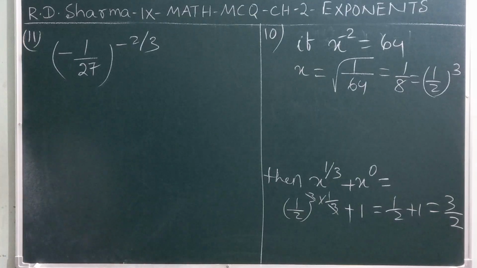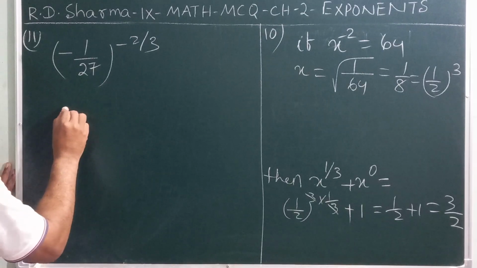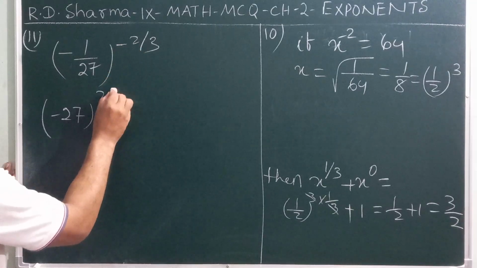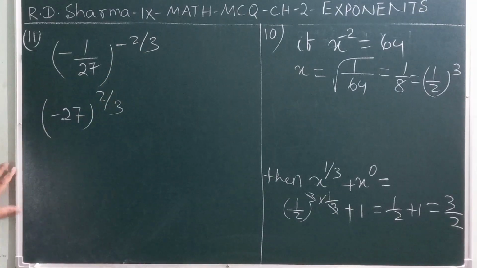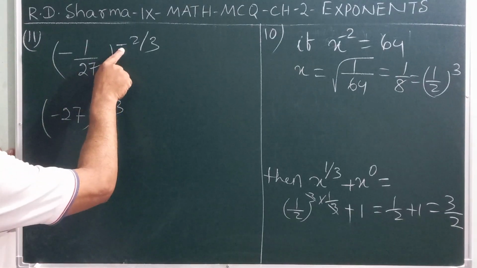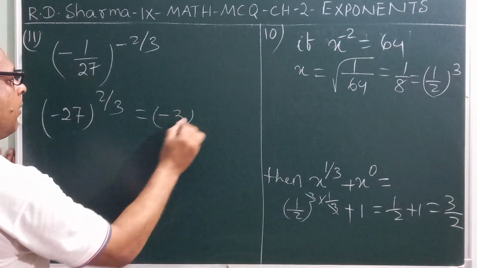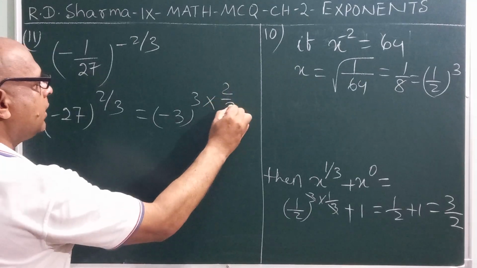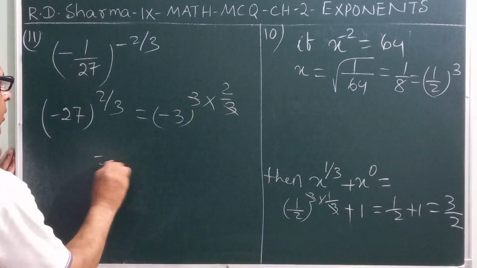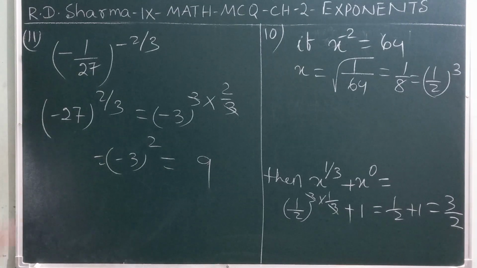Next, number 11. Minus 1 by 27, 27. Omit the sign minus, 2 by 3. 27 to the minus 27. Change the sign. 2 by 3 equals minus 3 to the power 3 into 2 by 3. Minus 27 is equal to minus 3 to the power 3. 3 cancel. Minus 3 square equals 9. Answer is 9.